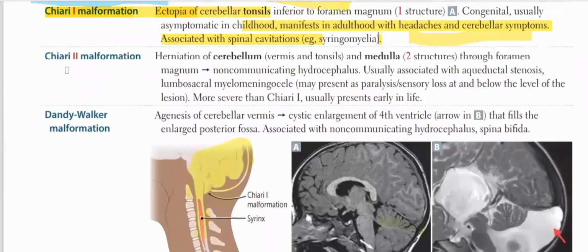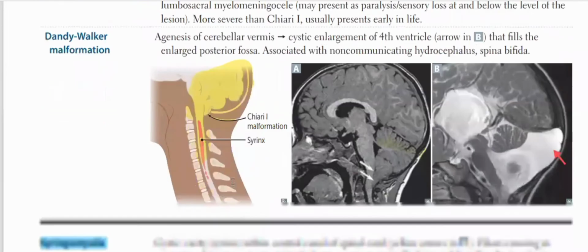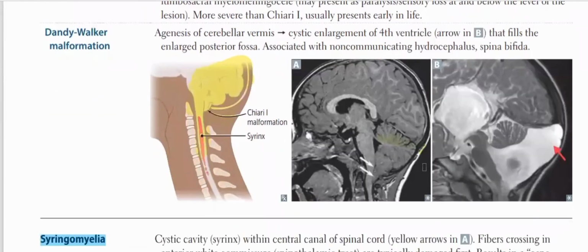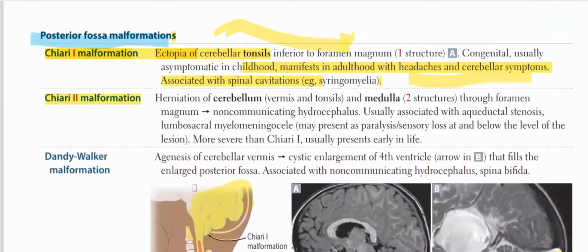But what I will discuss with you is the Chiari 2 malformation. Here, it is not only herniation of the cerebellum; in this case, in the third diagram, there is a herniation of the cerebellum and the medulla oblongata. And this is a non-communicating hydrocephalus.